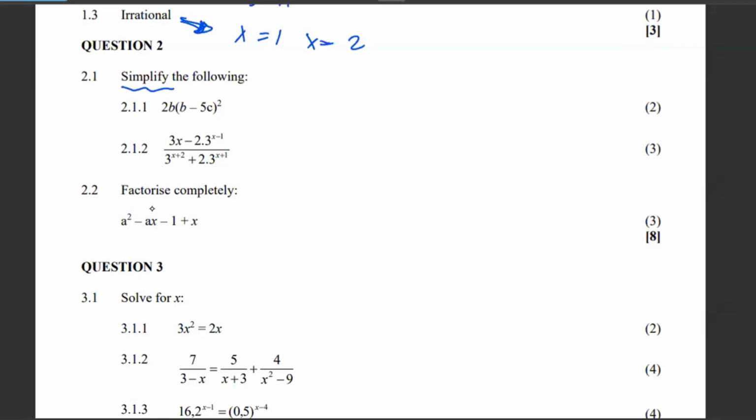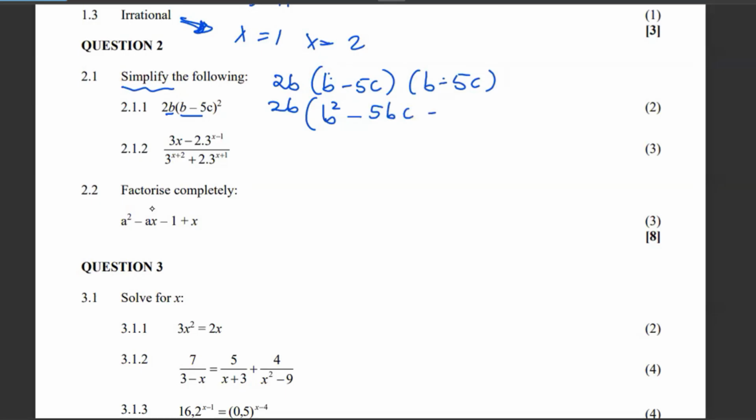So we have 2b into (b minus 5c), but everything is squared. So I'll say it's 2b into (b minus 5c) into (b minus 5c). Let me open it bit by bit. So b times b is b squared, minus b times 5 is minus 5bc. And then minus 5bc times b, and minus 5c times minus 5c is going to be 25c squared.